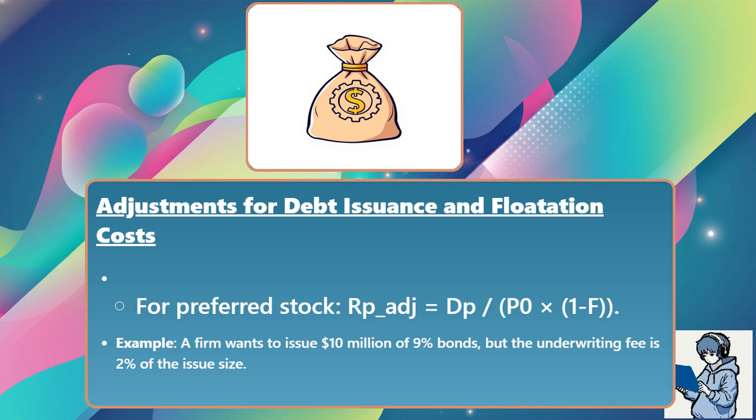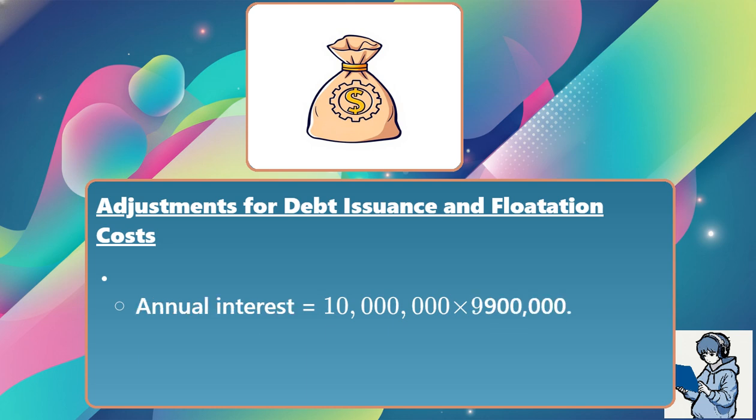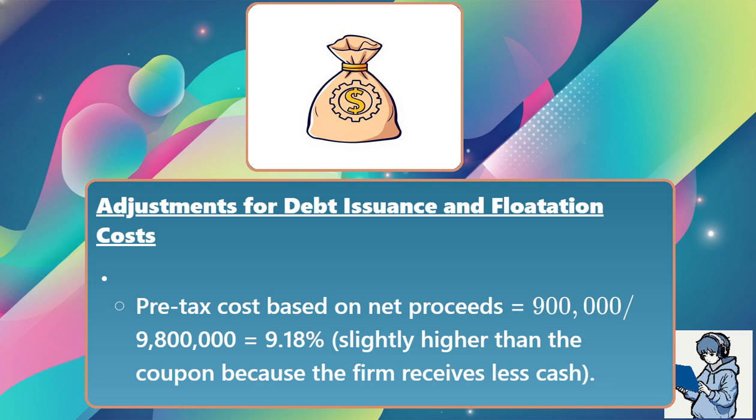Example: a firm wants to issue $10 million of 9% bonds, but the underwriting fee is 2% of the issue size. Net proceeds equal $10 million times (1 minus 0.02) equals $9.8 million. Annual interest equals $10 million times 9% equals $900,000. Pre-tax cost based on net proceeds equals $900,000 divided by $9.8 million equals 9.18%, slightly higher than the coupon because the firm receives less cash.